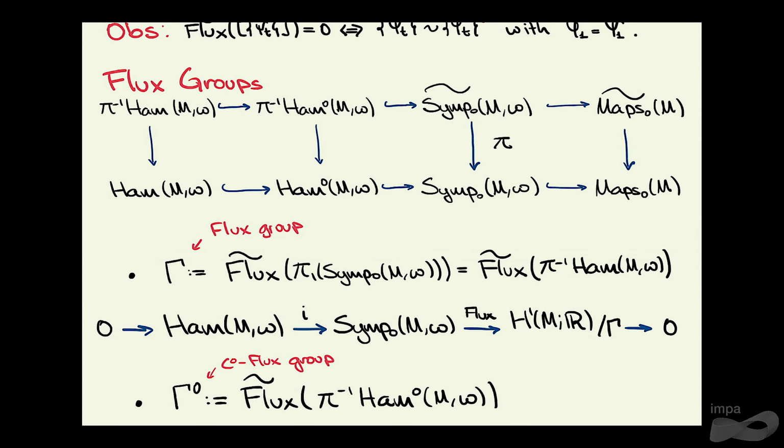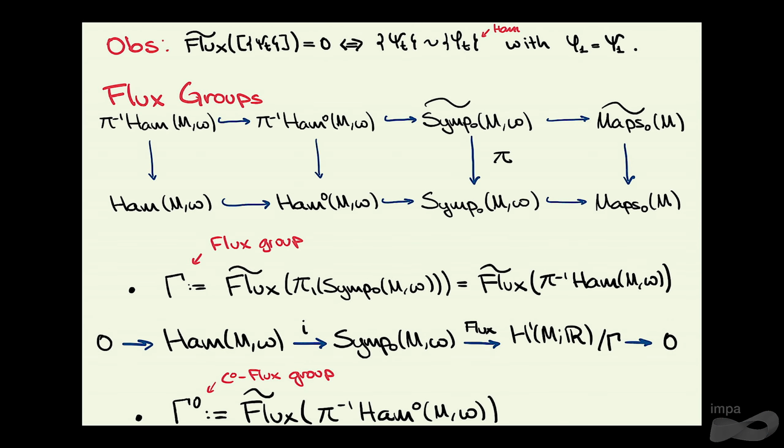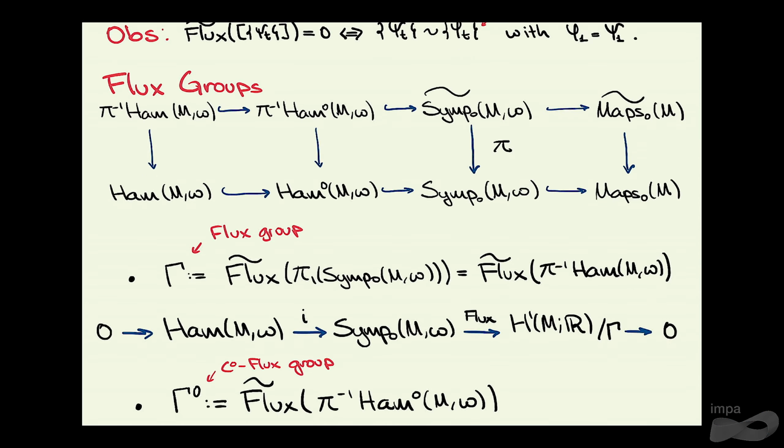And just before I talk about that, let me point out that by the result of Banyaga, you have this short exact sequence, where this map is just the descent of the flux homomorphism to Simp 0. So this basically means that the difference of Simp 0 and Ham is completely captured by the quotient of H1 by the flux group. In particular, if you have a simply connected symplectic manifold, these groups are going to be equal.